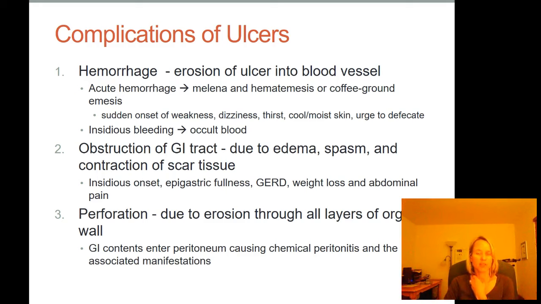Obstruction of the GI tract. This can be due to edema, spasm, and then the contraction of scar tissue. This can have a slow onset and lead to epigastric fullness. It can cause GERD, weight loss, and abdominal pain. Perforation is when we have erosion through all the layers of the organ wall, and then this can allow the GI contents to enter the peritoneum, and that can lead to peritonitis.